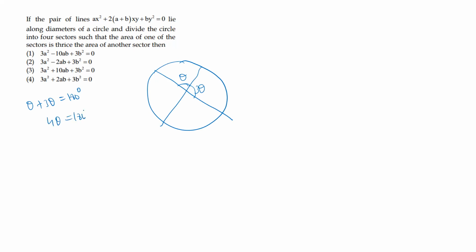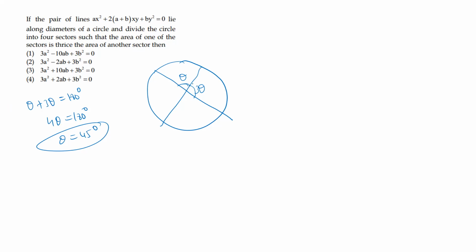4 theta is equal to 180 degrees. Theta is equal to how much? 45 degrees. Now they're asking next what? The area of one of the sectors, right? Then what is the area of another sector? They're asking. Now, what is the area of the sector condition? We need to find it. Here, what are the terms we need to consider in this case? They're not asking for the area. They're asking about another sector. Then the equation of the other sector we need to find out.